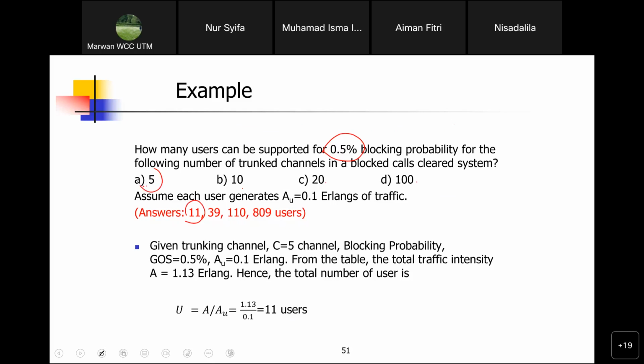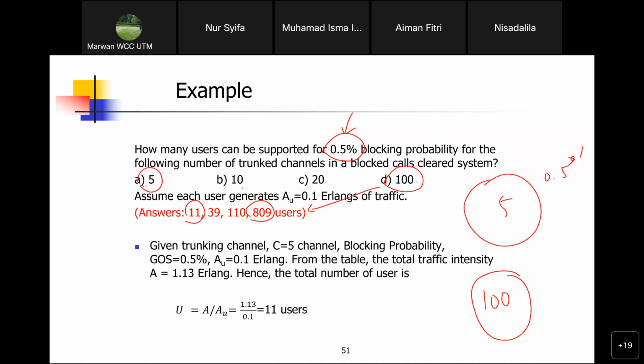But if the number of channels per cell increases to 100, with the same grade of service, it is 8 times. From that, 100 channels can serve 800 users. So the increment is 8 times. So what does it mean? If this cell has 5 channels, and if this cell has 100 channels, with 0.5% for this and 0.5% on this, this can only serve about 11 users, but this can increase 8 times, about 800 users.